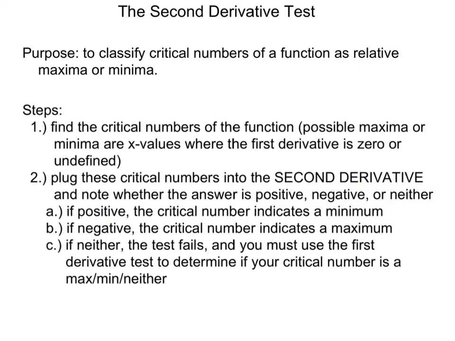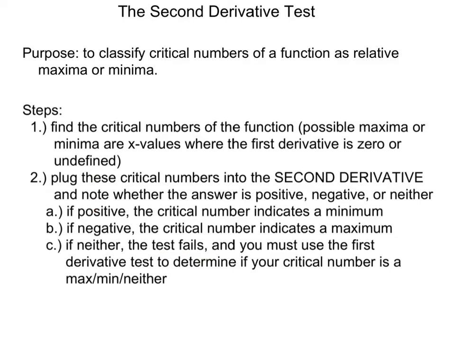If it's positive, you've got a minimum. If it's negative, you've got a maximum. And if it's neither, it means the test fails. And that doesn't mean that it's not a max or a min. It means the test failed. You need to fall back on doing the first derivative test. You'll have to go back and set up intervals and go through that process. And I may have an example of that later. I don't remember, but I think I've got an example of that coming up.